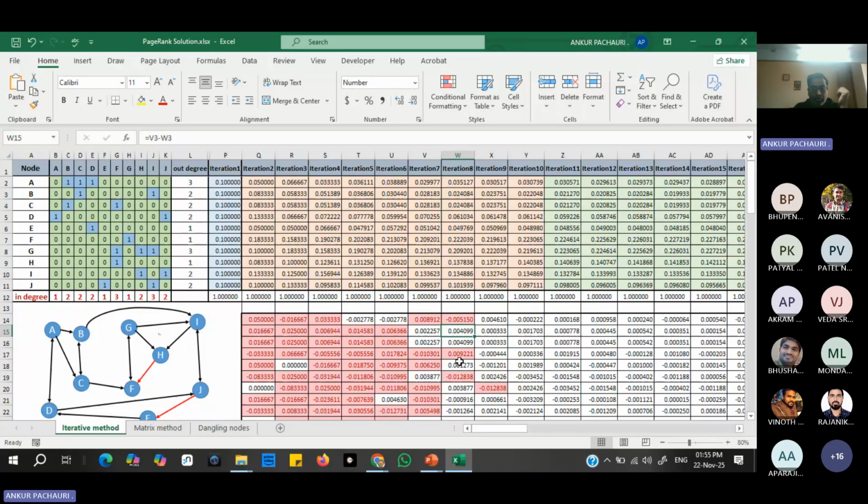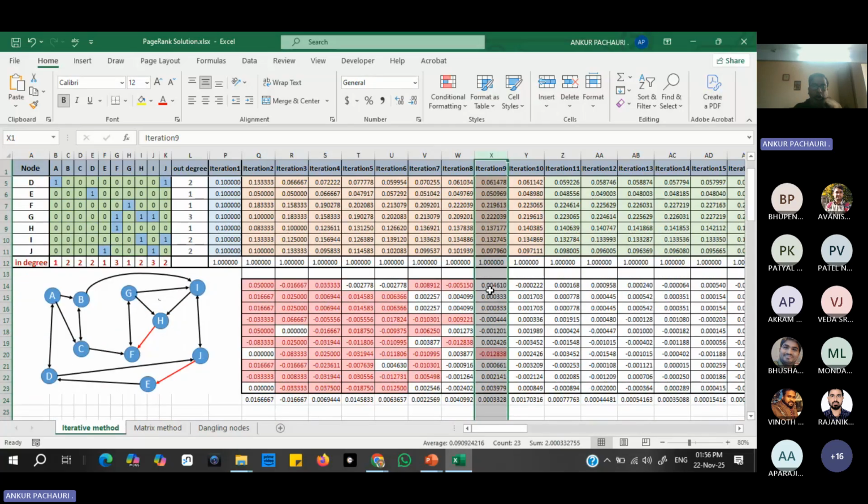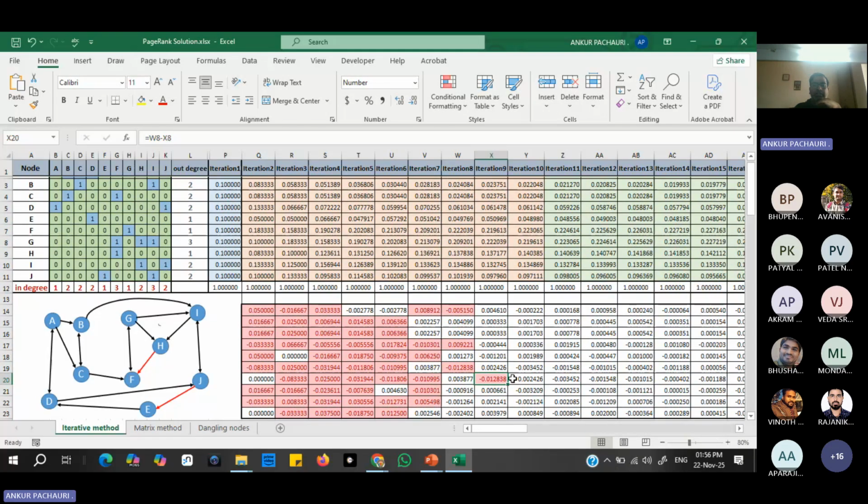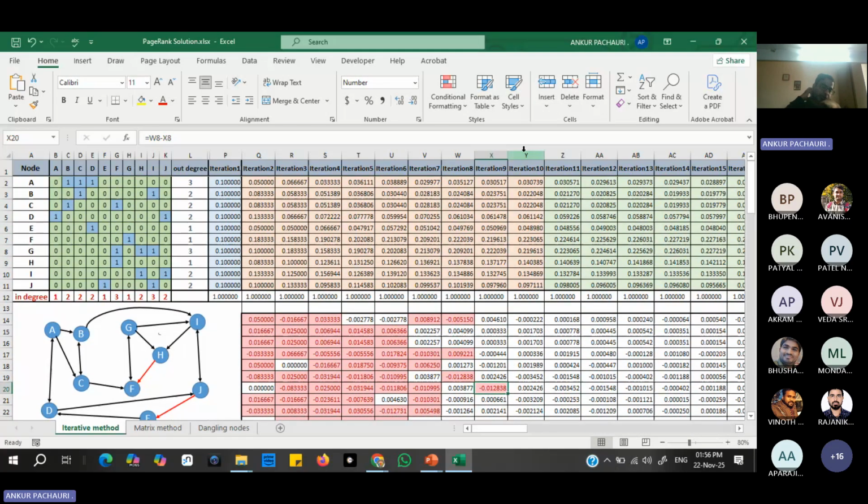But the page rank for a few nodes, node number 1, node A, node D, and node F, had not matured or converged at that time. So we move to iteration number 9, and we see that almost all of them have converged except one node, which is node number G. So that means we move to the next iteration.